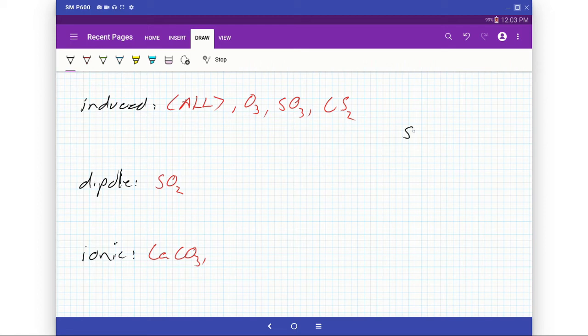SF4. Do you remember SF4 from Chem 100? What was the structure or the geometry of SF4? Anyone remember? It's not square planar. It's also not tetrahedral. What other geometry can you have with AB4? Square planar was one, tetrahedral was another, there's one more. What is the geometry associated with trigonal bipyramidal? Because this starts off trigonal bipyramidal.